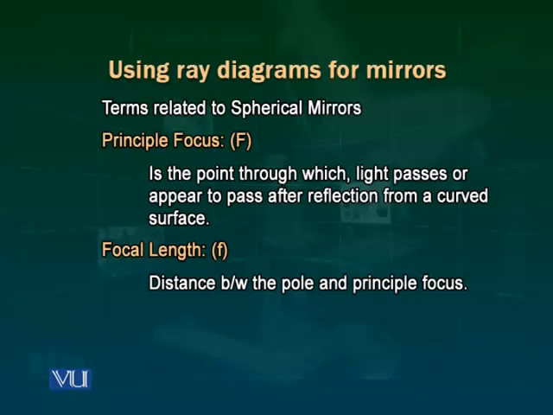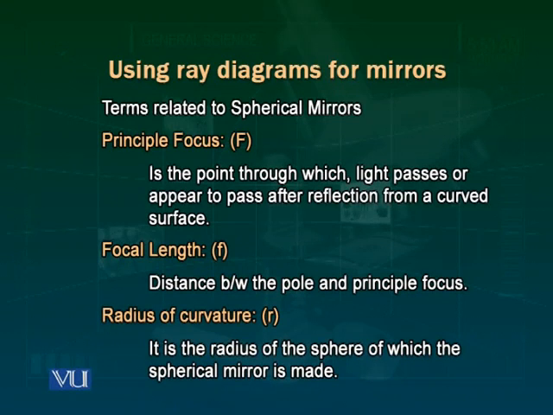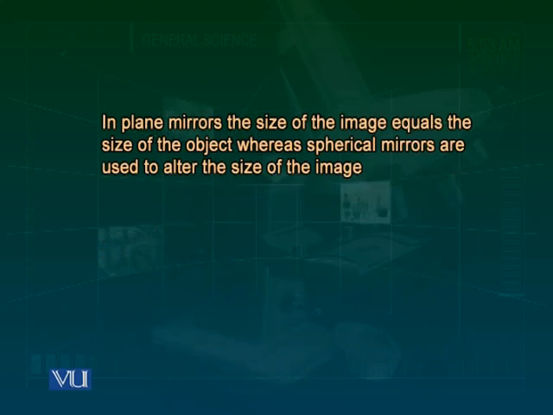The distance between the pole and the principal focus is known as the focal length, and the radius of curvature, R, is of course the distance from C to P, or the radius of the sphere from which this is made. Now, in plane mirrors, the size of the object and the size of the image are the same, because the light does not bend. However, in the case of curved mirrors, the size of the object and the size of the image can change depending upon where you place your object and where you receive your image, and that is what we are going to look at in the subsequent slides.